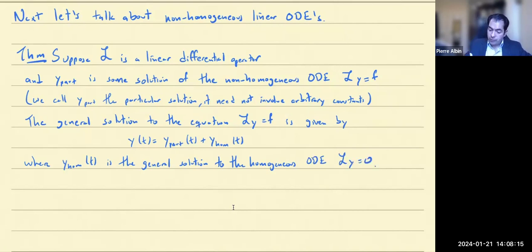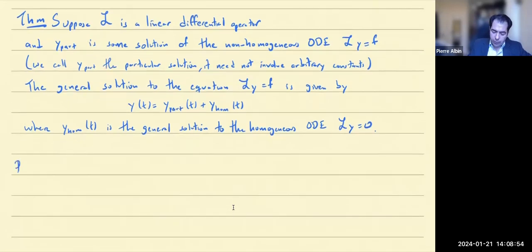Okay, so you just need to find one solution, any solution, to the non-homogeneous one, and then the general solution to the non-homogeneous equation is given by the one you found plus the general solution to the homogeneous ordinary differential equation, right? So we spent last class talking a lot about how to find solutions to the homogeneous ordinary differential equation. So this theorem says that to find the general solution of the non-homogeneous, we just have to figure out how to find one solution, any one. Okay, so let's go ahead and prove the theorem.